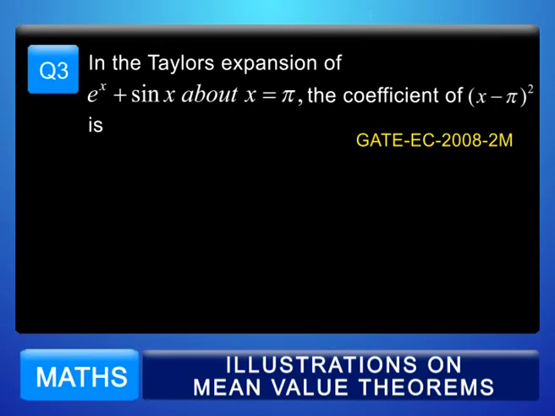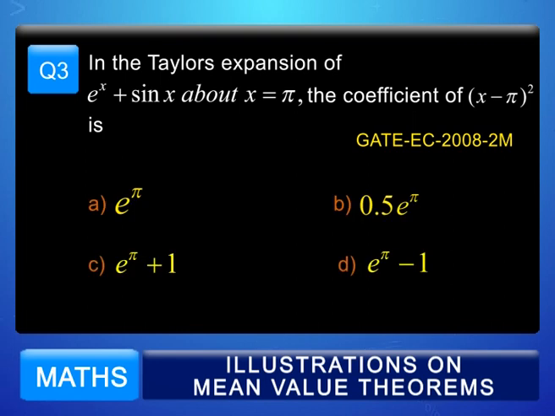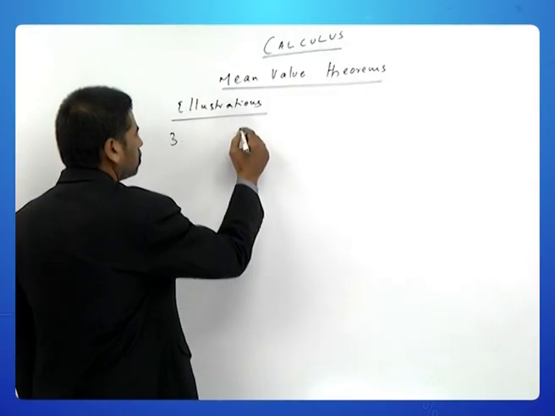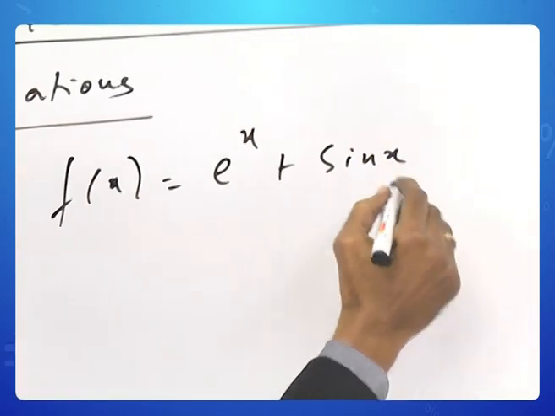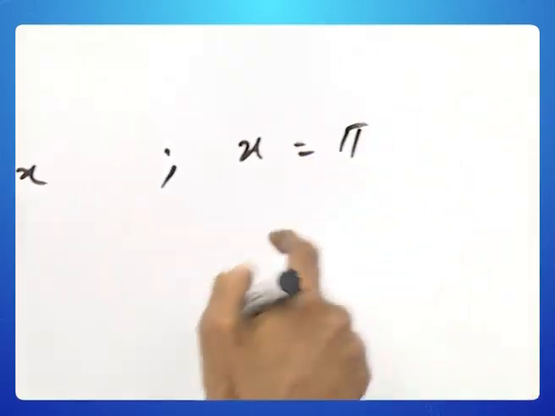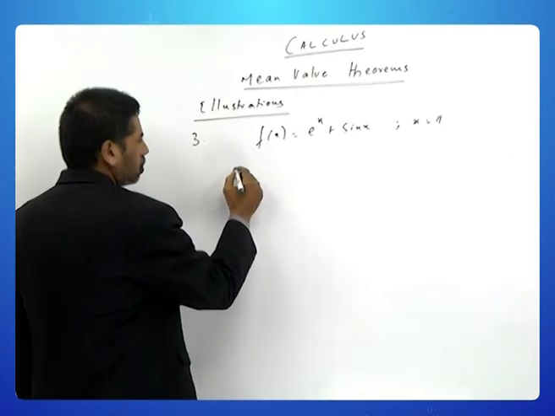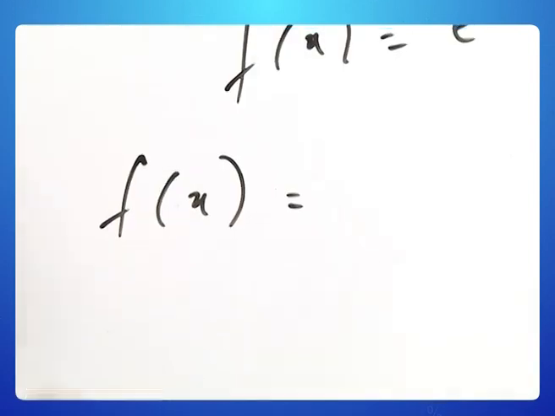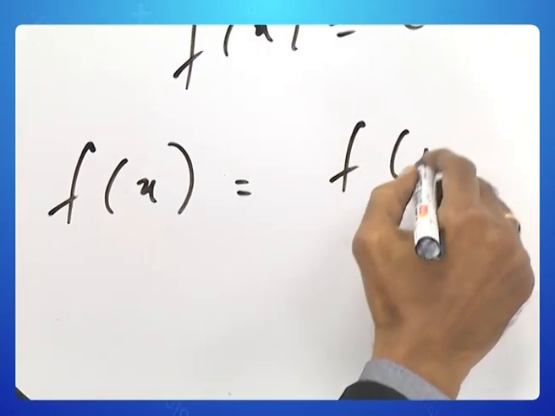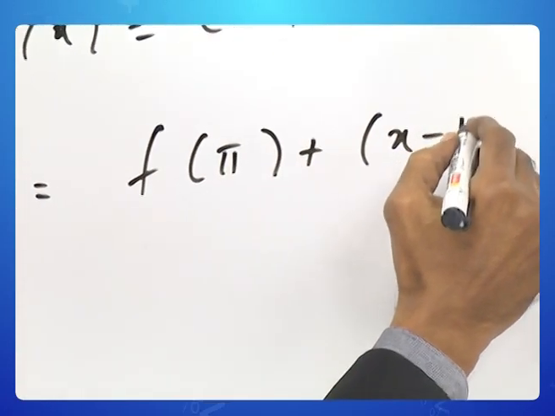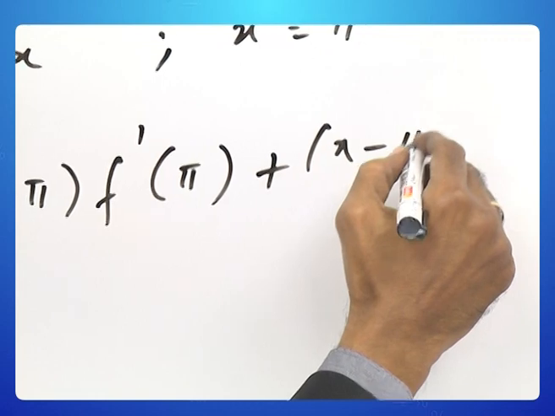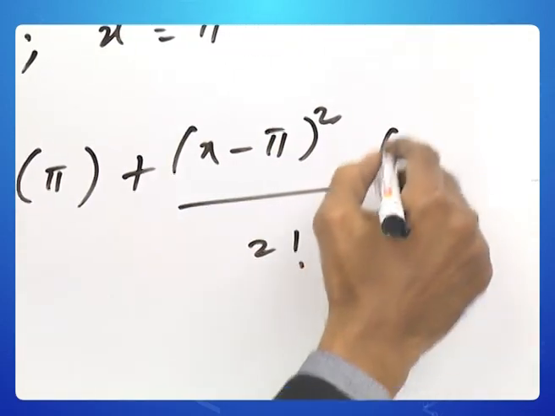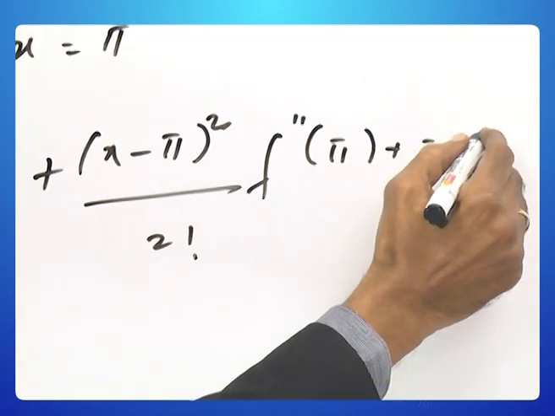Question number 3. In the Taylor's expansion of e power x plus sin x about x is equal to pi, what is the coefficient of x minus pi whole square? So, this is the center of expansion. So, we know Taylor's expansion is f of x is equal to f of pi plus x minus pi f dash pi plus x minus pi whole square by 2 factorial f double dash pi and so on.